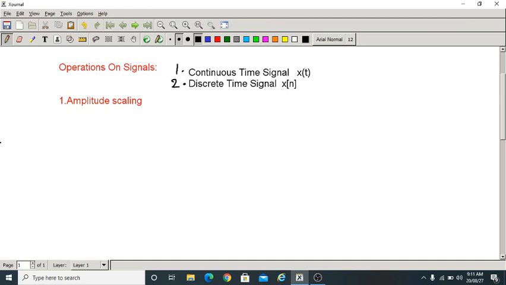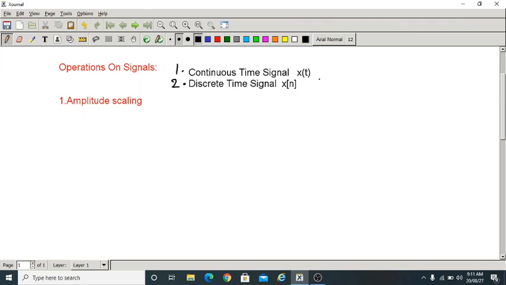Today we will see some basic operations on signals. We perform these operations on continuous time signal and discrete time signal. Continuous time signal we are considering as x of t, and discrete time signal we are considering as x of n.